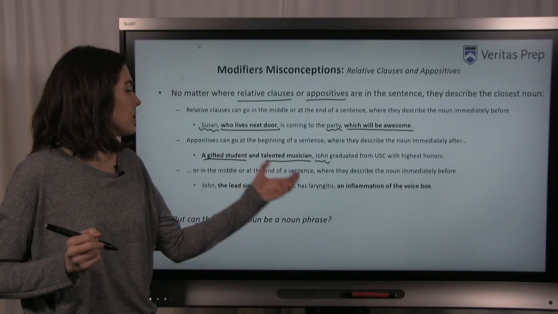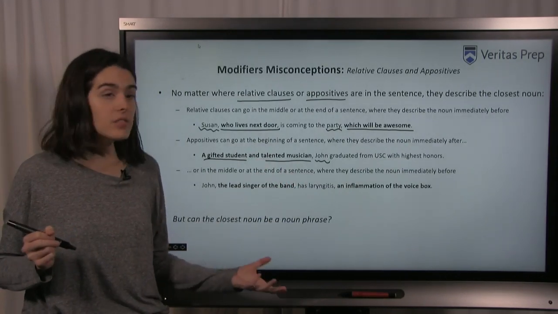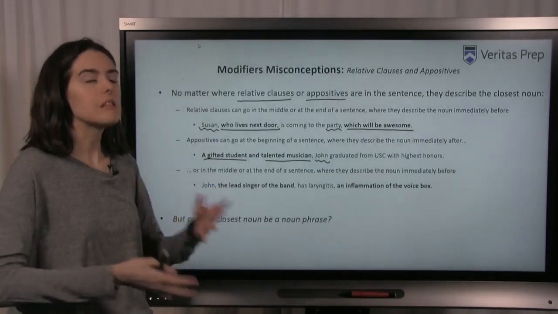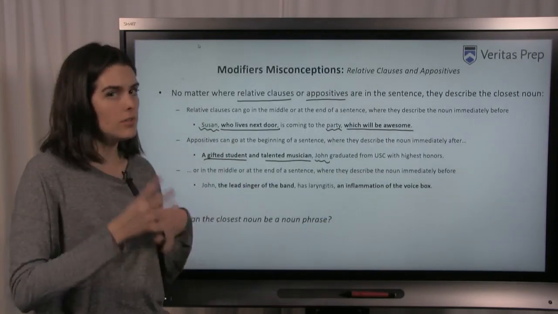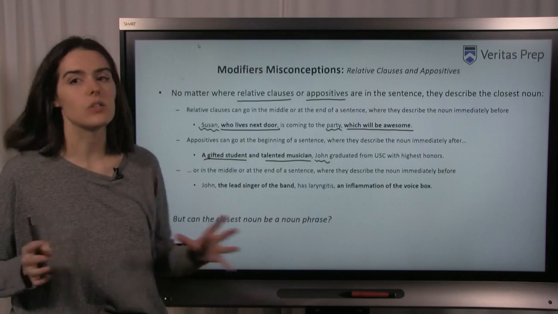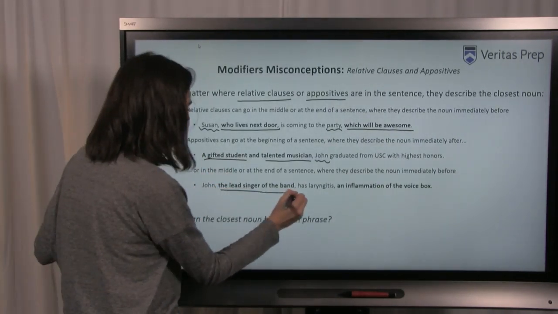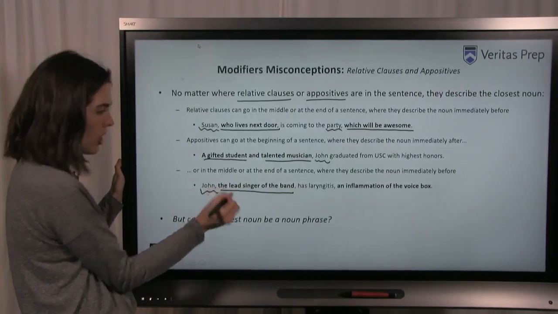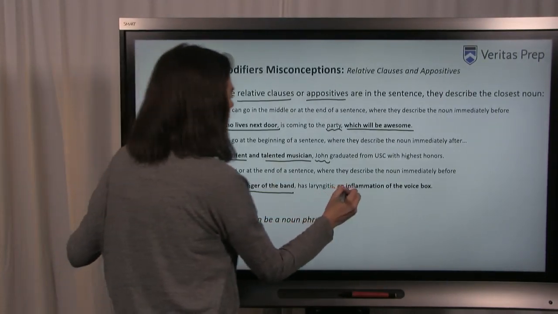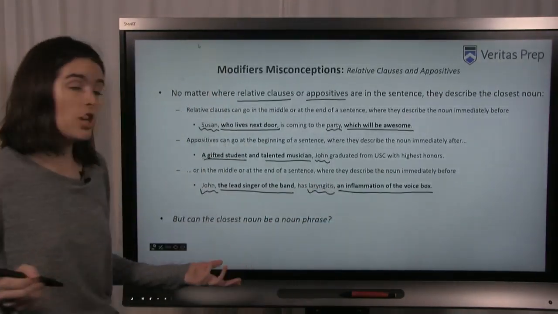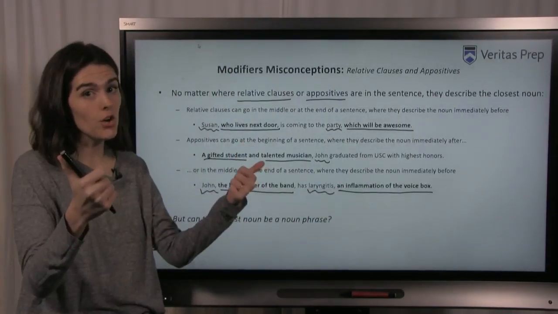Now, appositives can also go at the middle or end of the sentence where they're going to describe the noun before, right? So it's like a participial phrase in the middle of the sentence, exact same as a relative clause. So then we're going, okay, John, the lead singer of the band, so that's describing John, has laryngitis and inflammation of the voice box, so that's describing laryngitis. Good to go, right?